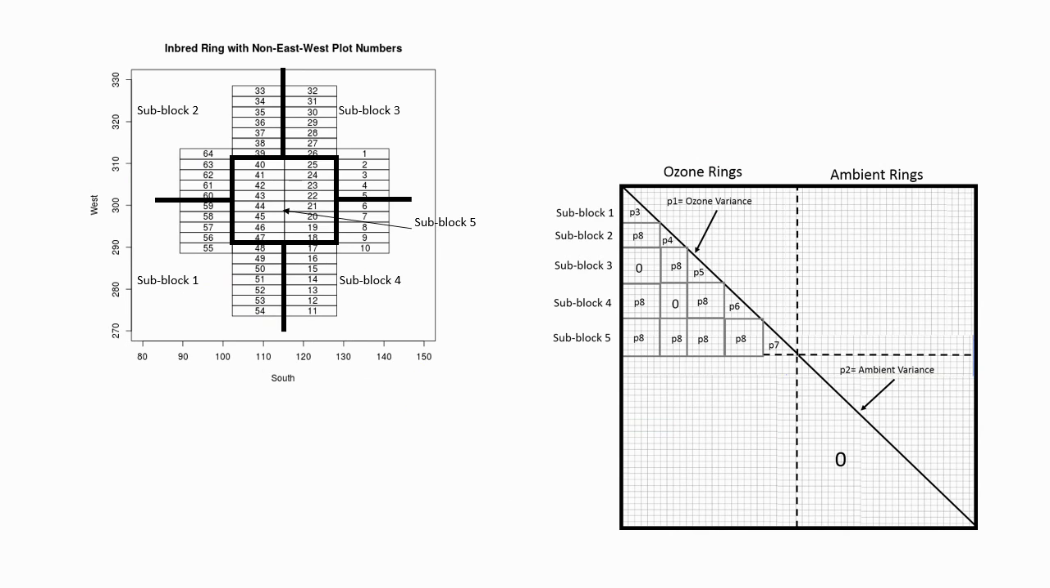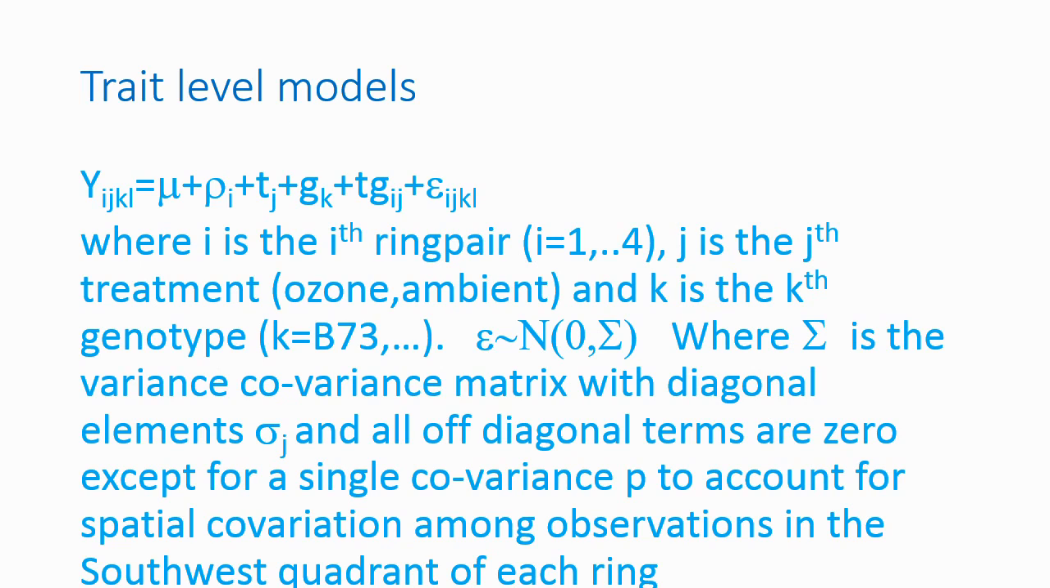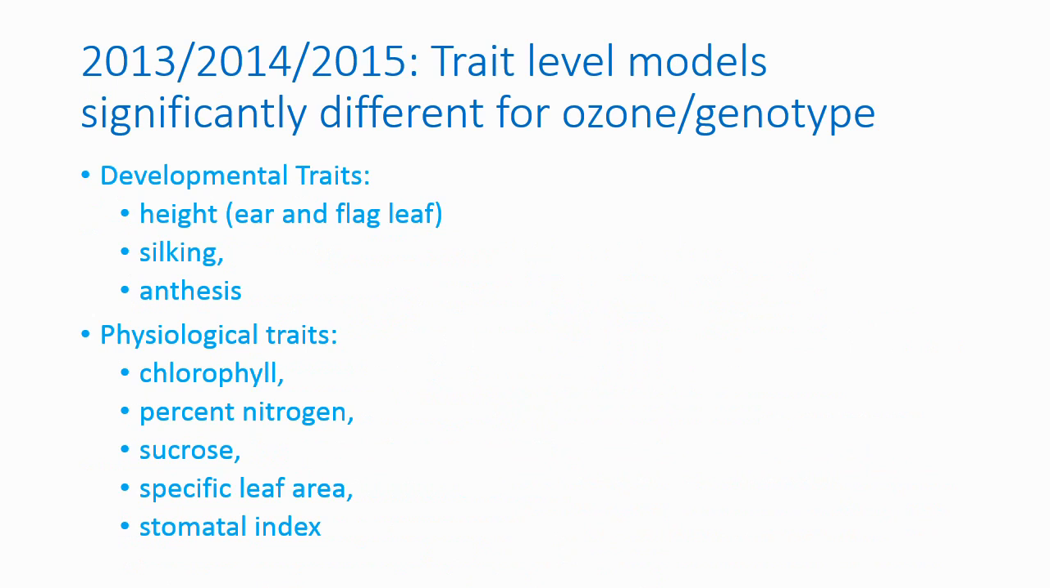And so what we're going to do is actually use a variance-covariance matrix that reflects where physically inbreds or hybrids are in the field. And so we have a trait-level model where that variance-covariance matrix actually reflects the spatial variation in the field. And then we use that to look for the effect of ozone. So when we look at individual traits, what we find consistently across the years is that there are some developmental traits that are different for ozone and some physiological traits that are different for ozone. And here's the point where I tell you that there is an army of undergraduates, graduate students, and postdocs who do all of these measurements, and that it really is just a huge number of people.